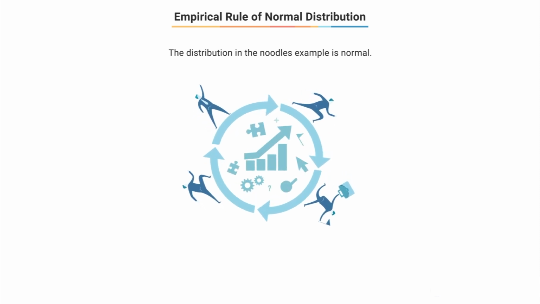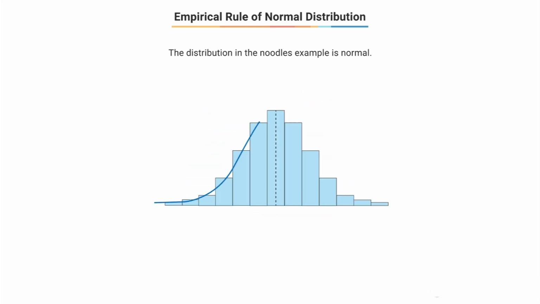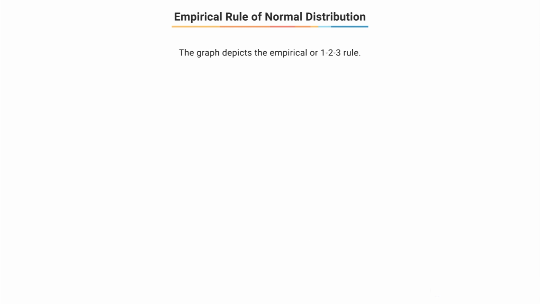Now come back to our example. We know that the distribution is normal, and thus we can make use of the different properties that we have learned about the normal distribution. Recall that one of them was the empirical rule, also known as the 1, 2, 3 rule. So let's quickly revisit that rule.